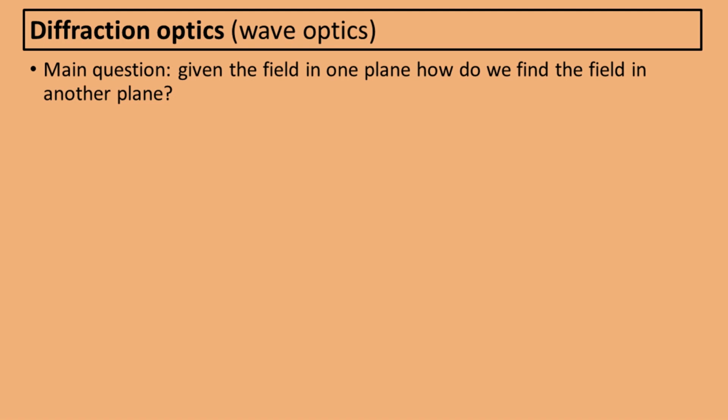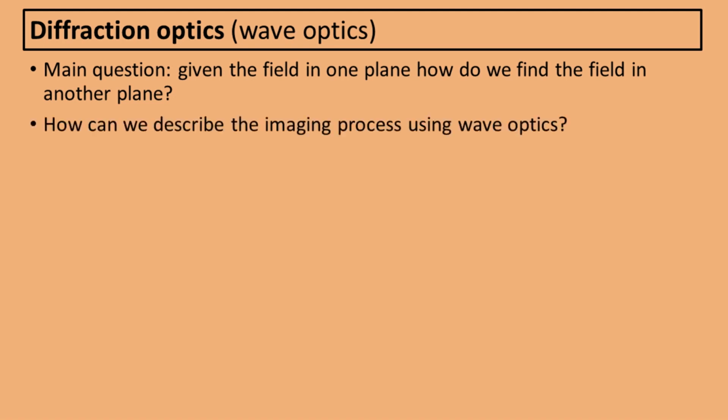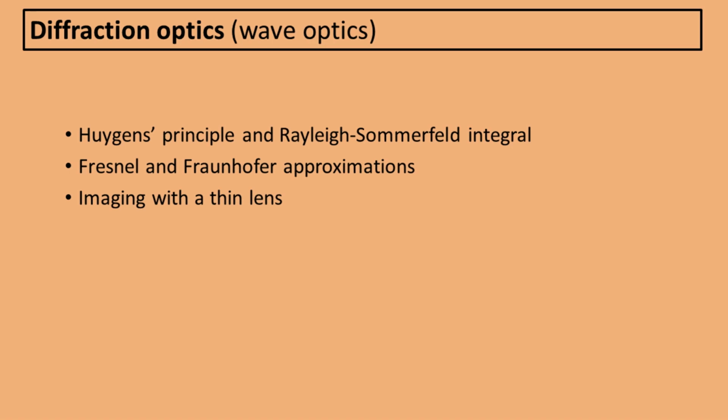With this approach, we can use wave optics to describe the imaging process that we previously described using geometrical optics. In doing so, we gain understanding about how the wave nature of light affects the image quality. This approach is based on Huygens' principle, which will lead to a diffraction integral called the Rayleigh-Sommerfeld integral. We can apply approximations to this integral to obtain the very useful and widely used Fresnel and Fraunhofer diffraction integrals.